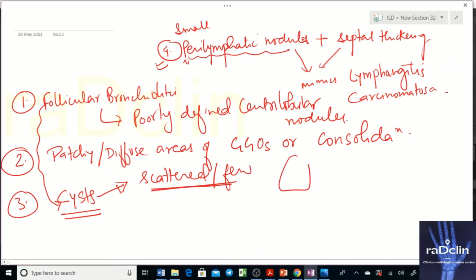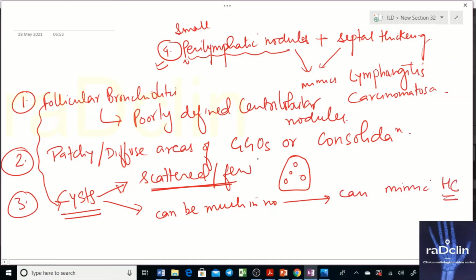Like if this is your lung, one cyst is here, one cyst is here, one cyst is here, few and scattered. Now in rare cases, they can be large and many in number, and in that case they can mimic honeycombing, although it's rare. Typically, there are a few scattered cysts that are seen. So these are the four patterns of LIP that you see.